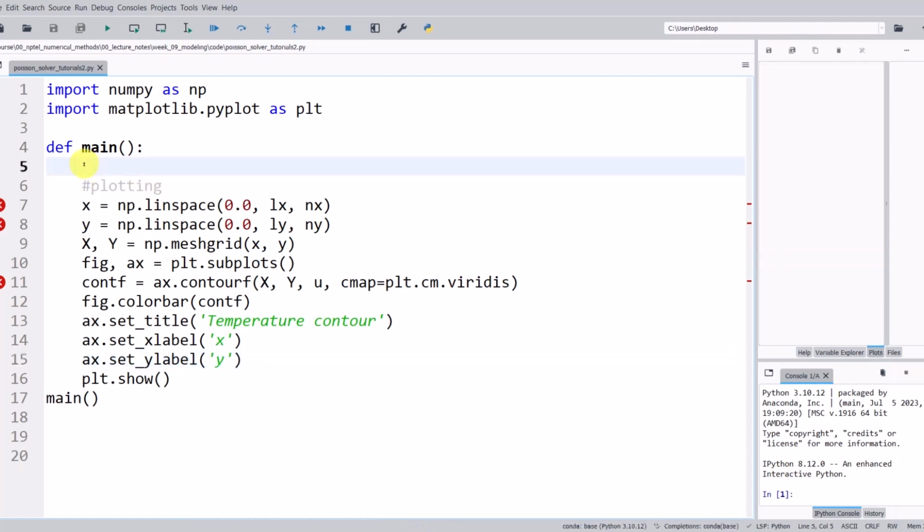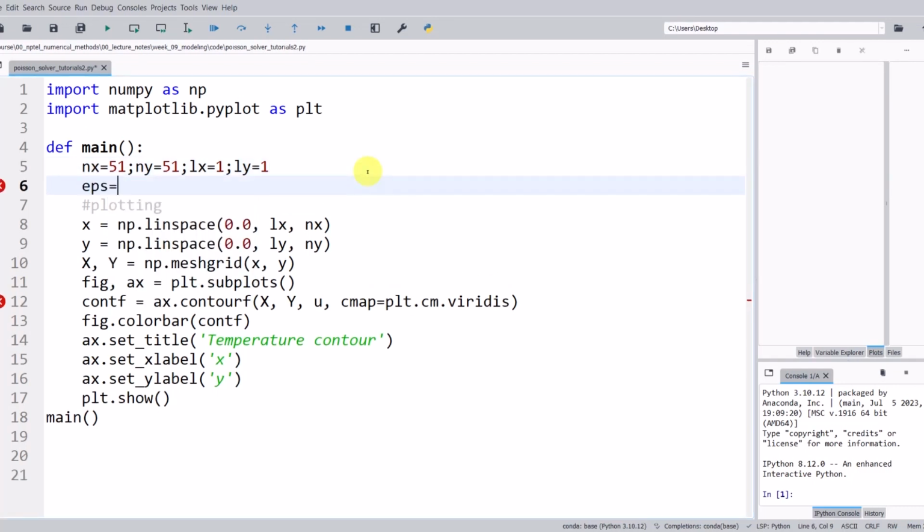Okay, so let's start from here. First, we have to give a certain value of nx and ny, and because we really don't need a very high resolution here, I'm starting with nx and ny both to be 51, and then the length that we'll take in both directions, we'll take it to be 1, in the x direction Lx, and the y direction Ly. Okay, so now we'll decide our error epsilon, where we'll put the stopping criteria. That would be 10 raised to minus 6.